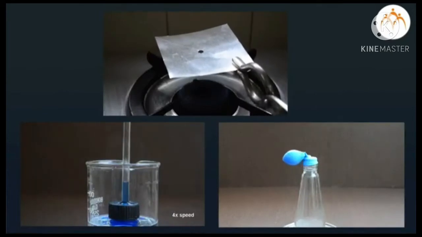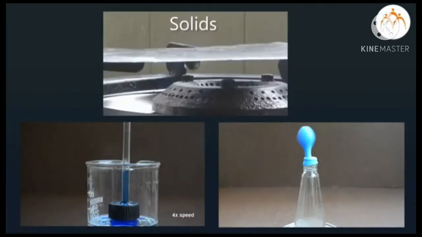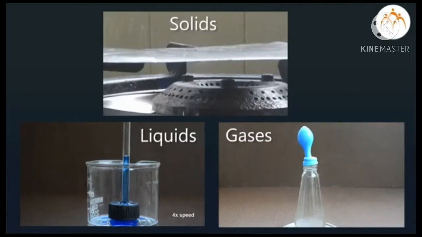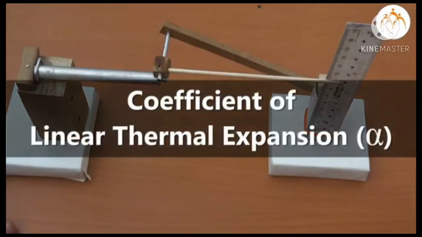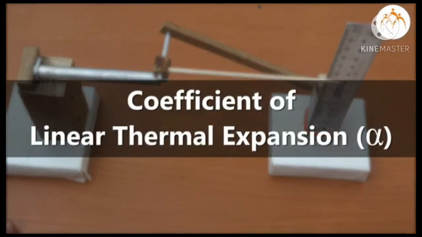Summary. We discussed the effect of heat on expansion of solids, liquids and gases. Coefficient of linear thermal expansion is a property of the material. It indicates the extent to which a material expands on heating.